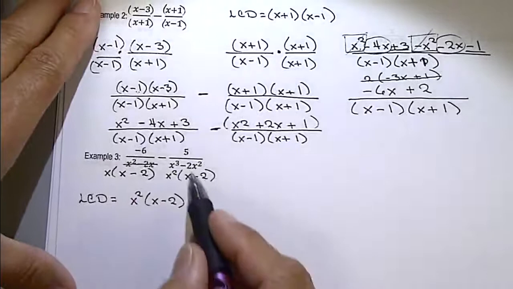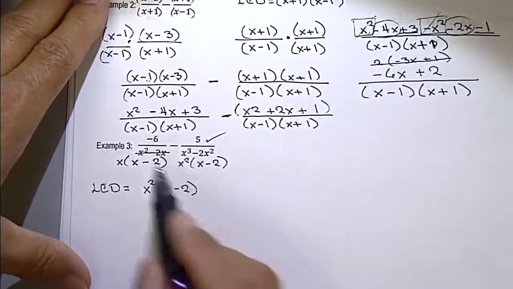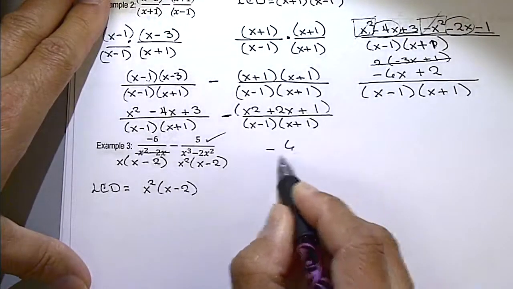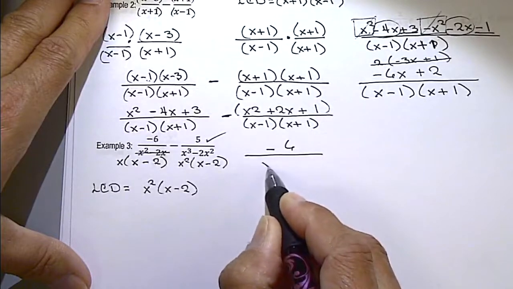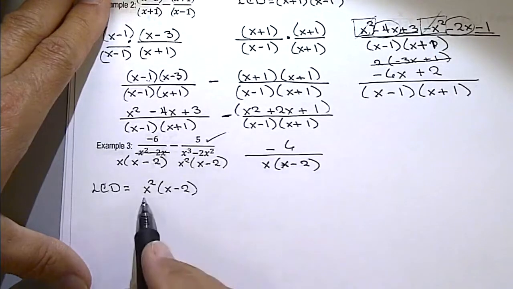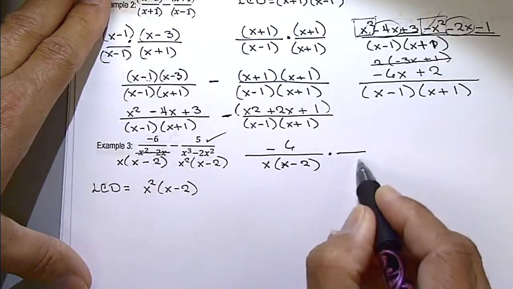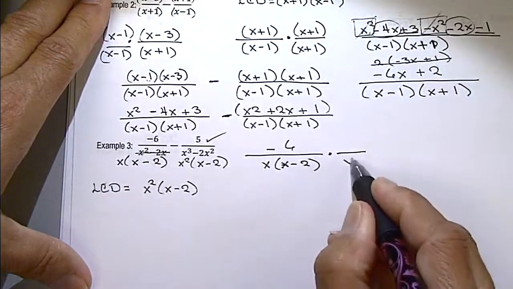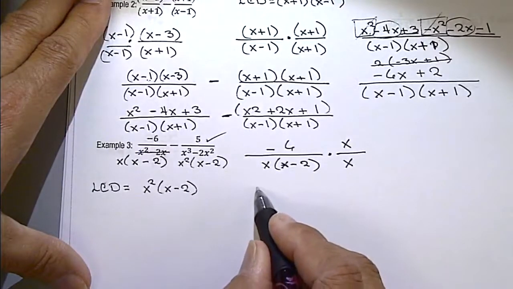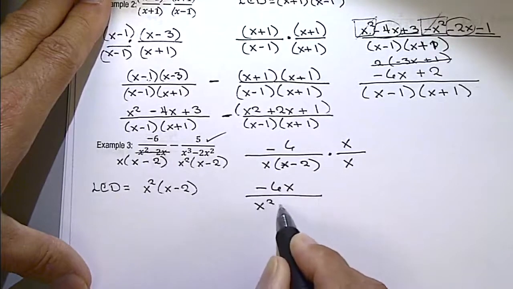All right, how do I do this? This one is okay. I don't have to convert that fraction at all. But this first one does have to be converted. It is negative 6 over x times x minus 2. And I need it to be x squared times x minus 2. What am I going to multiply this fraction by? I have to multiply that one by x, so I have to multiply this one by x. So this becomes negative 6x over x squared times x minus 2.